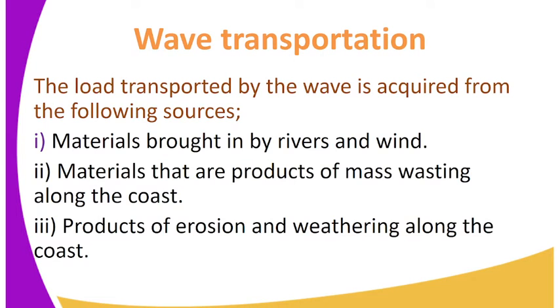On to wave transportation. The load transported by the wave is acquired from the following sources. 1. Materials brought in by rivers and wind. 2. Materials that are products of mass wasting along the coast. And the third source is products of erosion and weathering along the coast.